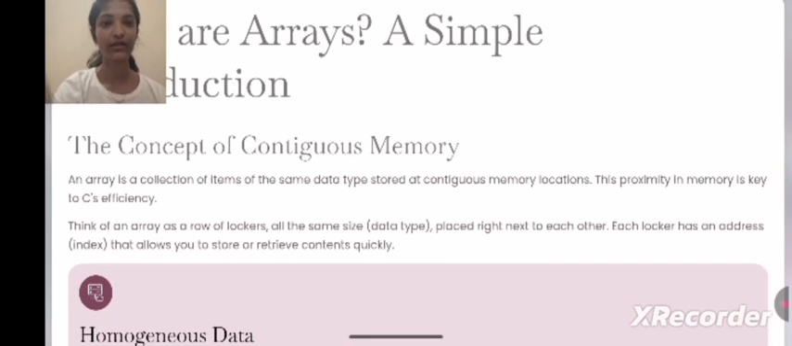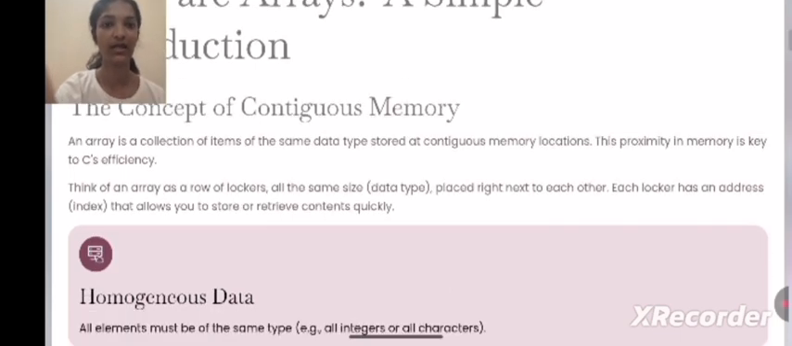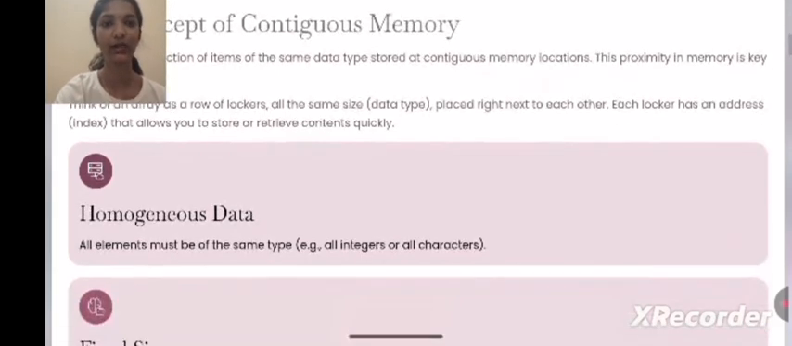An array is a collection of items of the same data type stored at contiguous memory locations. This proximity in memory is key to C's efficiency. Think of an array as a row of lockers, all the same size, placed right next to each other. Each locker has an address that allows you to store or retrieve contents quickly.